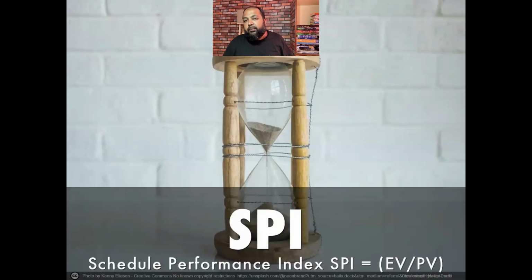Schedule performance index is the ratio of earned value to planned value. Planned value is the dollar value of the work for schedule. For example, I plan to do something in 3 days and I do it in 3 days for $100 per day. So the planned value was $300 for 3 days. That's in terms of dollars, right? So for 3 days I did work of $300. That's in terms of schedule. I'm going to take that as the planned value.